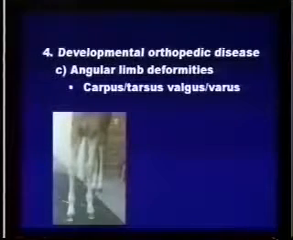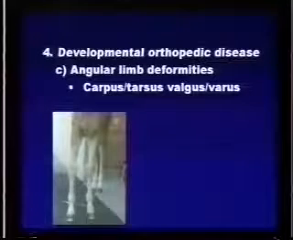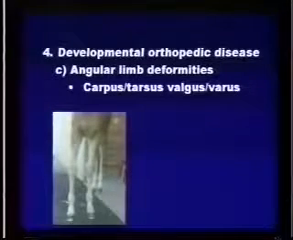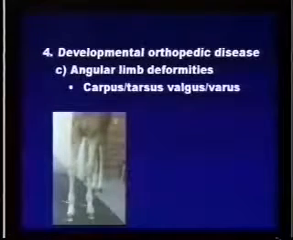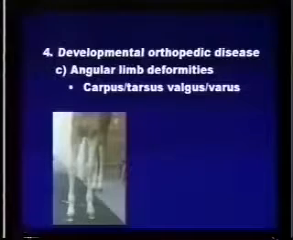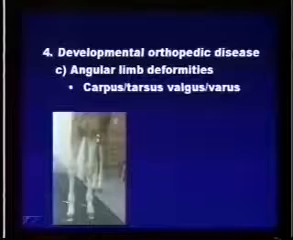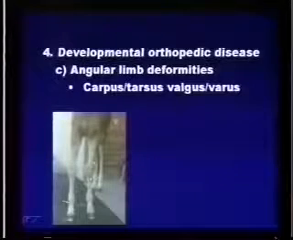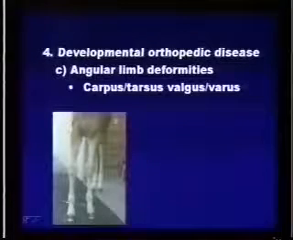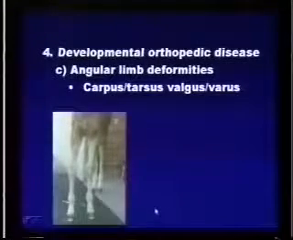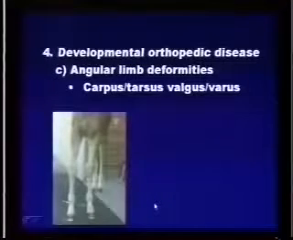Another aspect of developmental orthopedic disease is angular limb deformities. Most commonly, we see this problem affecting either the carpal or tarsal joint, so that we see either carpus or tarsus valgus or varus. This is an interesting case, often referred to as a windswept foal. You can see that this foal has carpus valgus on the left carpus and carpus varus on the right carpus. So you've got the opposite problem in each forelimb.